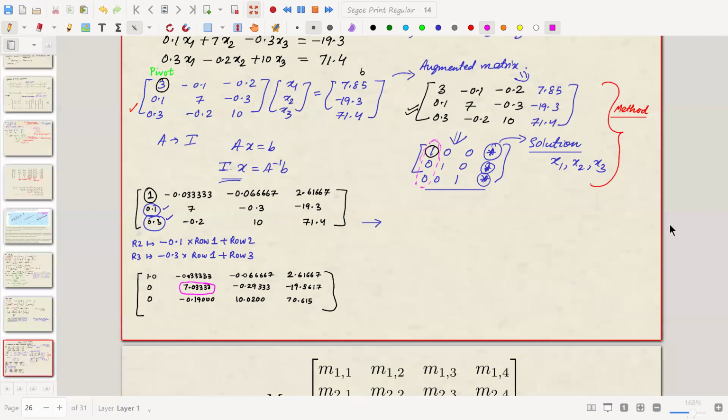Okay. So after we obtain this matrix, our next job would be to get the second column as the 0, 1, 0 vector. How we will do it? So you know, we have a 1 here, we have a 1 here. So how we will get 1 here? Divide by 7.0033. Convert it, and then you should again apply the combination, isn't it?